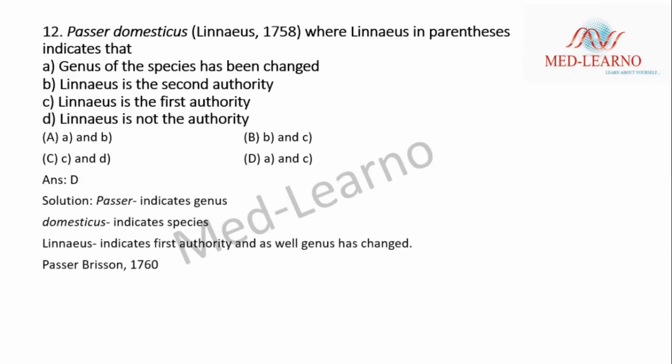Here the Passer indicates genus, domesticus indicates species, Linnaeus indicates the first authority, and it also shows the genus has been changed.